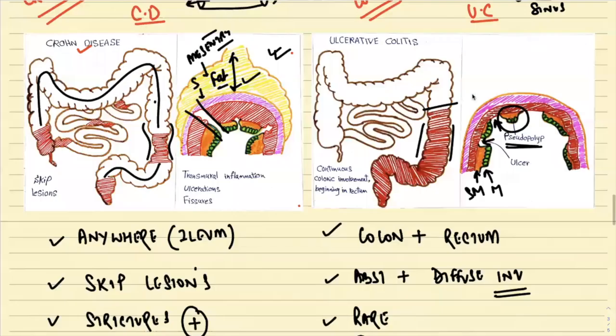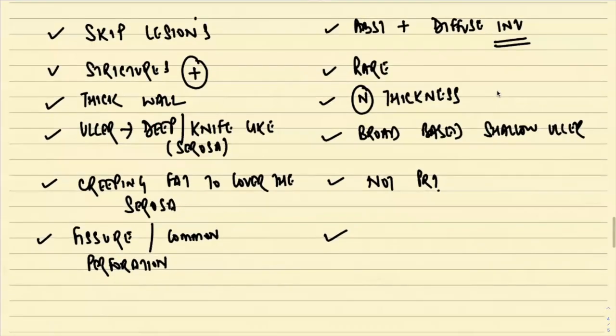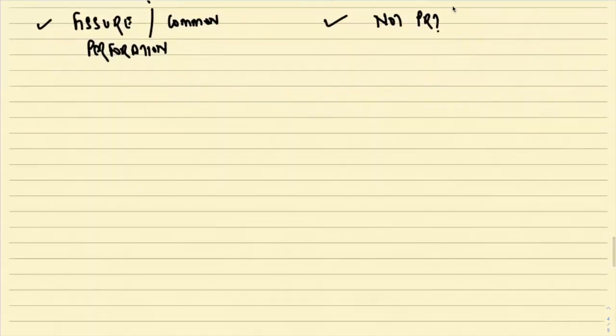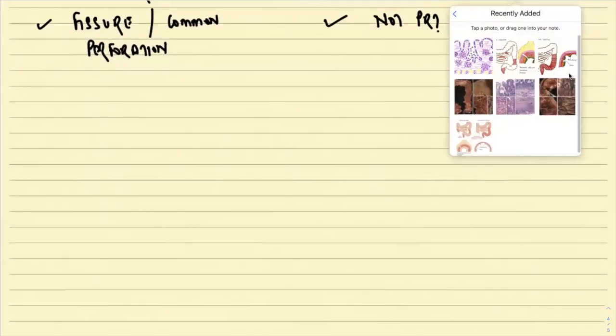So do you see any kind of fissure over here? Any fissure? No, there will not be, because it is not reaching the serosa. These are very broad-based shallow ulcers not reaching the serosa, so it is not present over here. Okay, is this clear to everyone? Before I go further, I am going to show you certain diagrams so that things become clearer to you all.